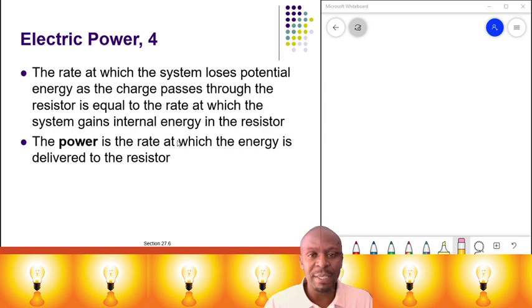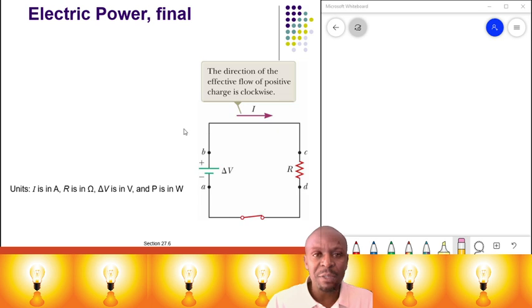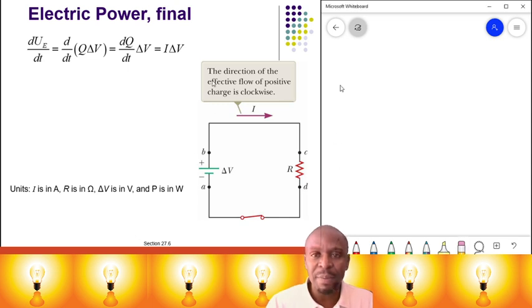Now, the power is the rate at which the energy is delivered to the resistor, which means P is given by the rate of change in electrical potential energy. And we know the change in U is nothing else but Q times change in V. If we write dQ times change in V, we know dQ over dt, the rate of change in charge, is nothing else but the current from the previous slides. Now we can see that the power is given by I times change in V.